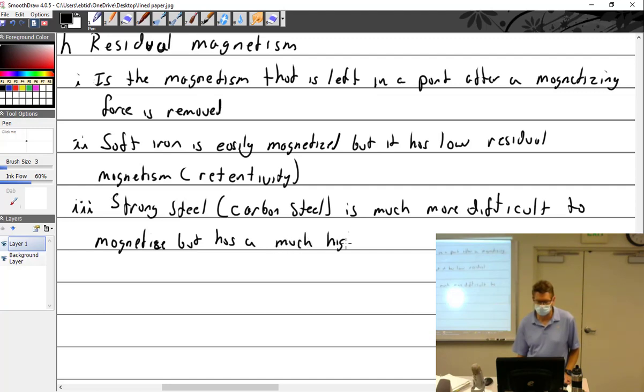But it has a much higher residual magnetism. Is that saying it will stay magnetized longer, or that when you remove the magnetizing force it's strongly magnetized?